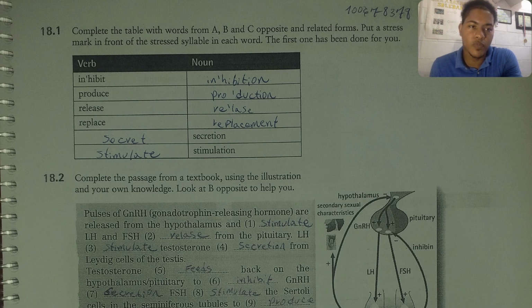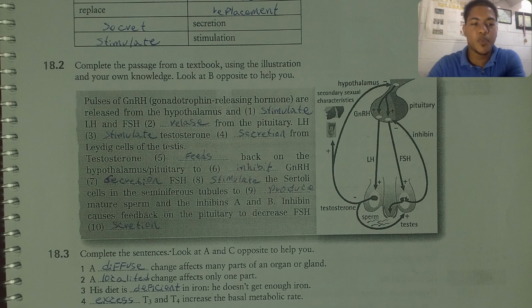Verb, noun. Inhibit, inhibition. Produce, production. Release, release. Replace, replacement. Secrete, secretion. Stimulate, stimulation. Exercise 18.2. Complete the pages from a textbook using the illustration and your own knowledge. Look at B opposite to help you.